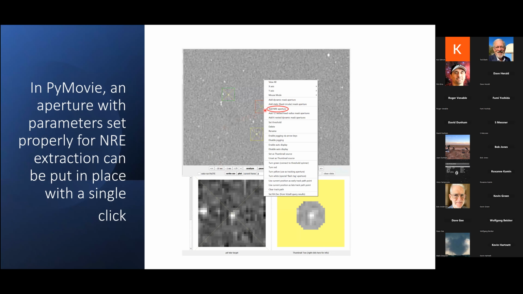New with PyMovie is this new menu item, which is add an NRE aperture. When you click this, it will automatically add and name and set all the necessary parameters so that when PyMovie does its extraction, it will automatically go through. It will figure out what the PSF is of that target star. So that's an instrumental PSF. It fits a 2D Gaussian to it and calculates the weights.